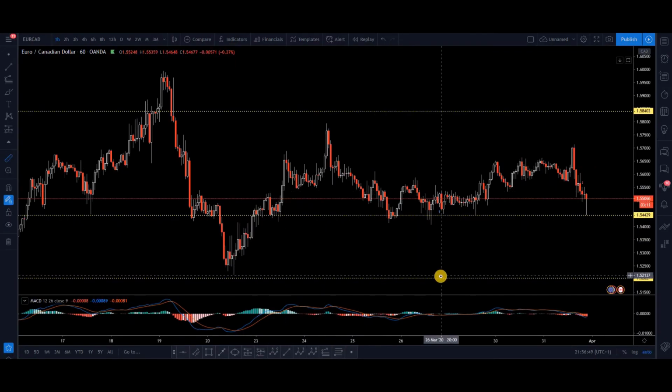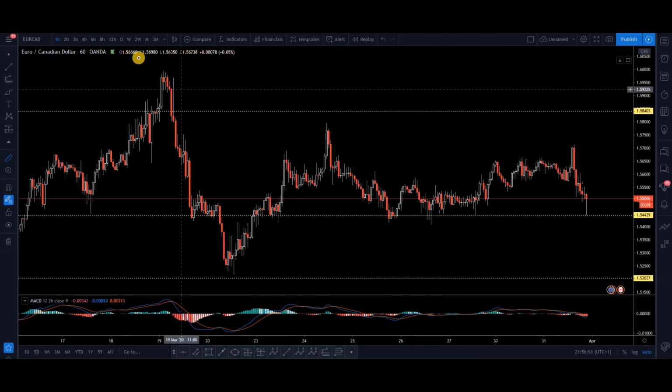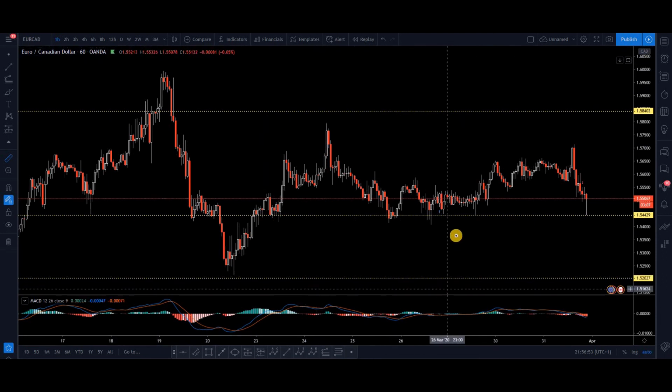So the Euro Canadian dollar. Now I've started down on the monthly chart. Sorry, on the hourly chart.